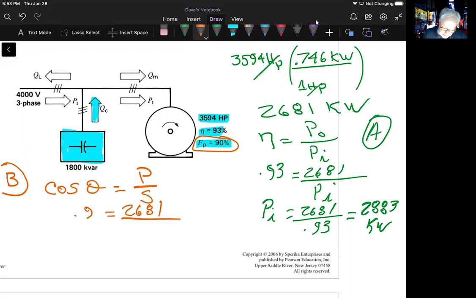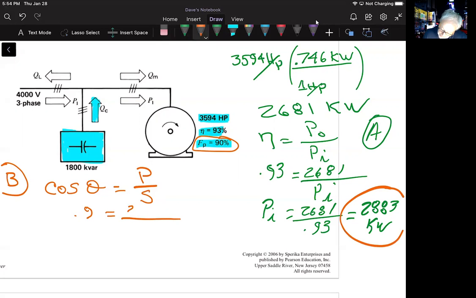Okay, and then so based on the 2681, I'm sorry, that came from the efficiency. What we need to do is the input power. My bad. I'm going to get partial credit for this, right?